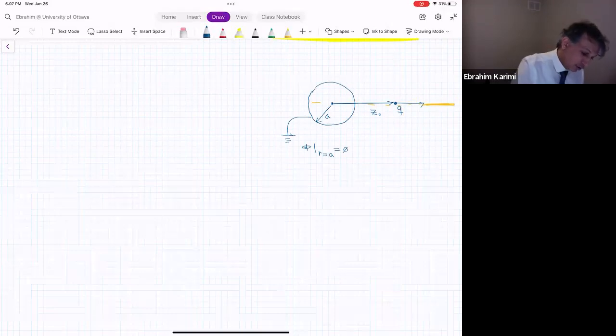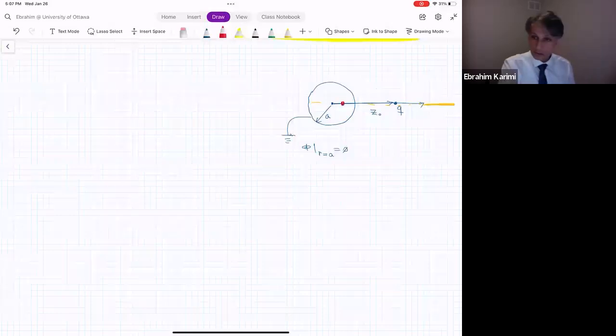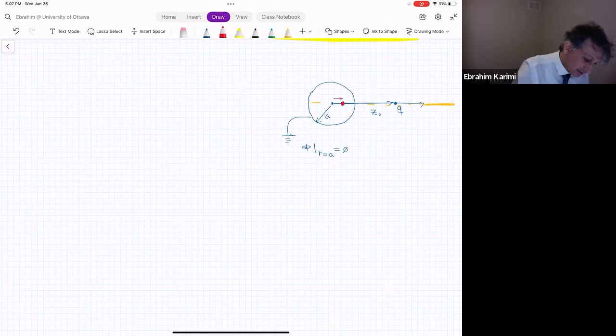And it should be close to the charge. So it should happen somewhere here, where I will keep the distance as Z prime, maybe Z1, just to clarify. And what is the charge? I call it Q1.